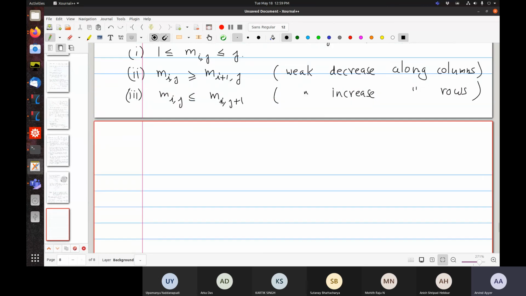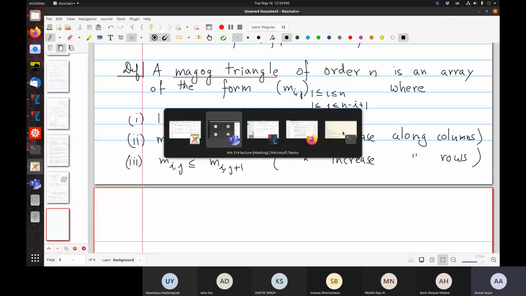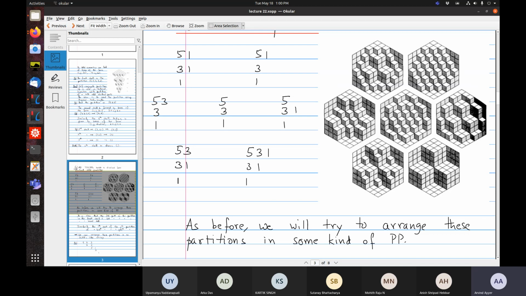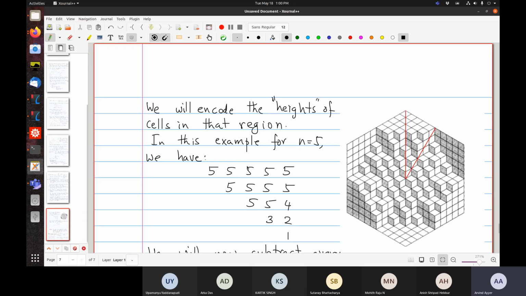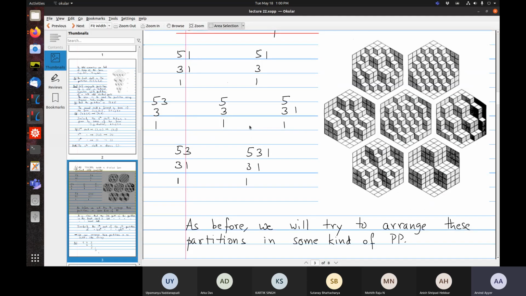Okay, maybe it's a good time to stop. I will show you in the next class how these are classified by looking at the Magog triangles of order 3, and you'll see that there are exactly 7 of those. Okay, so I'll stop here. I think it's a good time to stop.